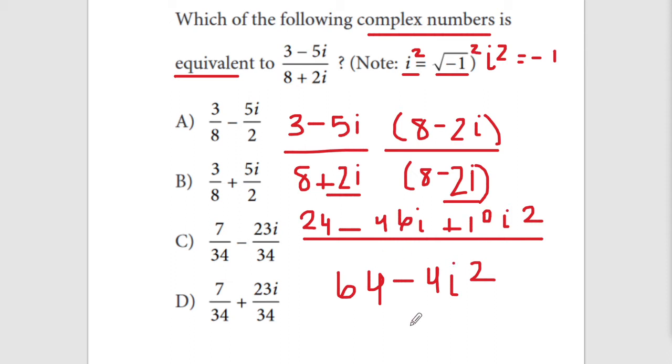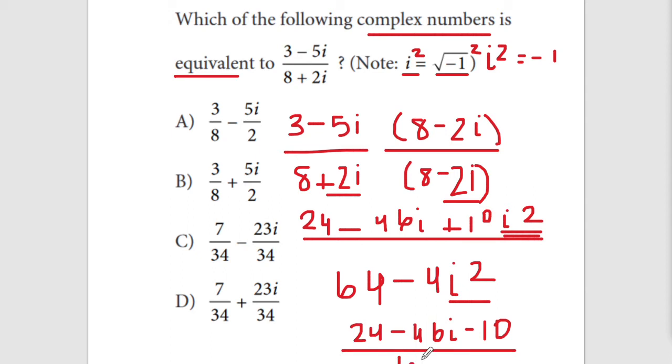So this is going to be easy now. I just plug in -1 for these i squareds here. So I have 24 minus 46i minus 10, because this goes to -1, so -10, over 64 minus 4, and then the negative 1 from i squared. Now I am just going to solve, so I'm going to write it over here. We have 68 in the denominator, then we have minus 46i plus 14.